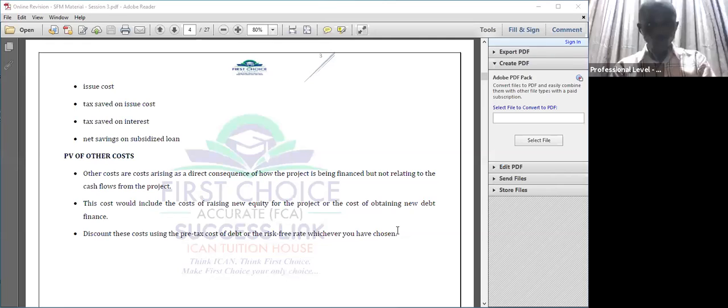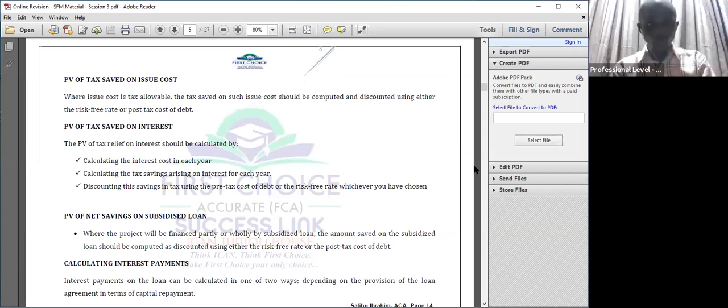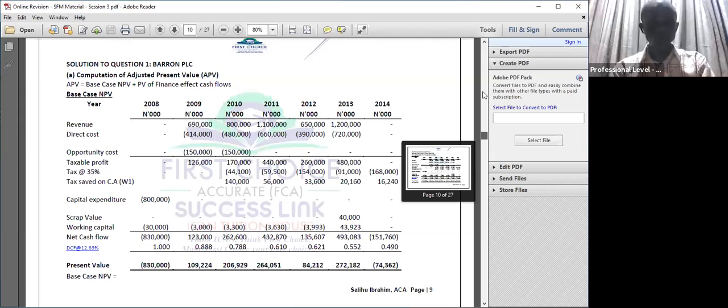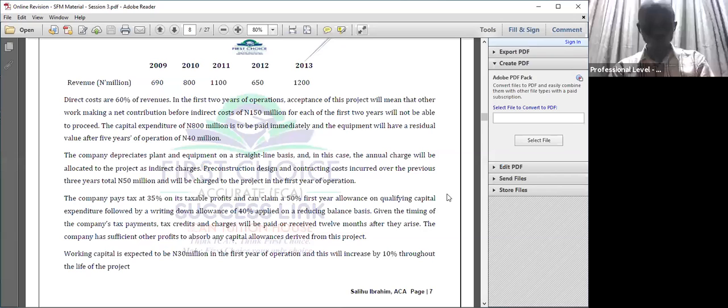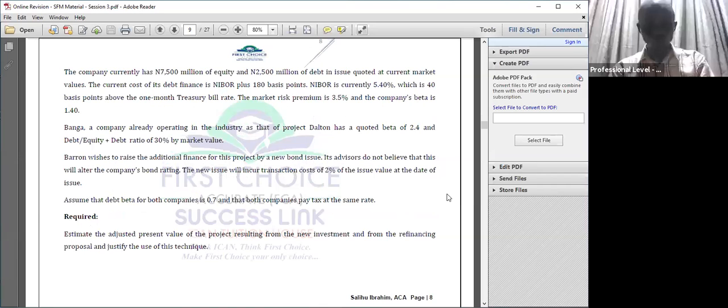Okay, so let's go straight and solve a question on APV now. Question 1. As usual, what will I do? I'll read the requirement of this question before I read the body of the question itself. What is the requirement telling me to do? Required: estimate the adjusted present value of the project resulting from the new investment and from the refinancing proposal, and justify the use of this technique.